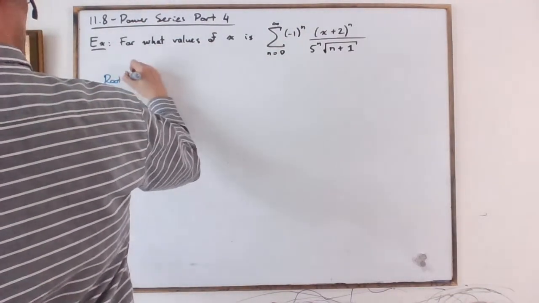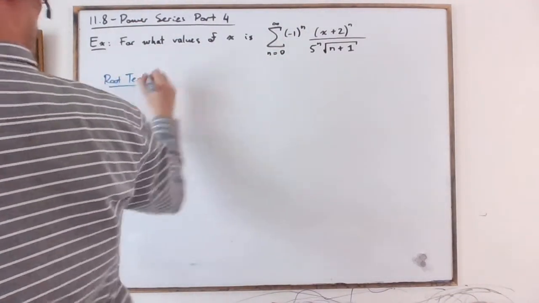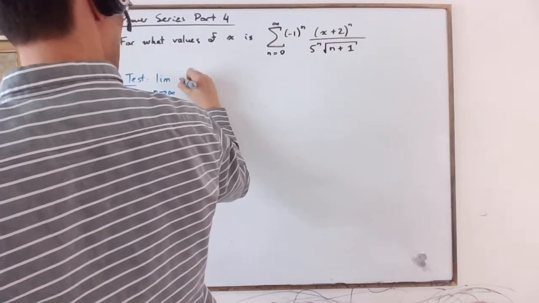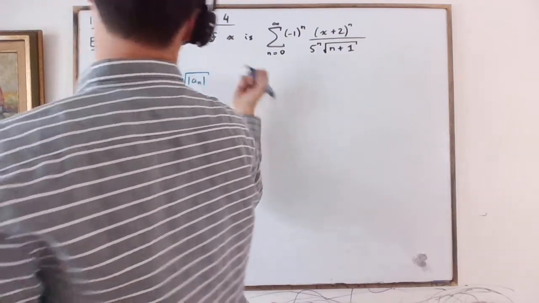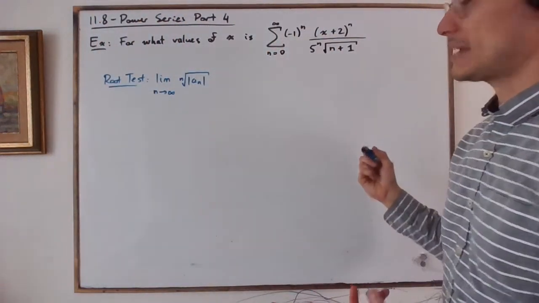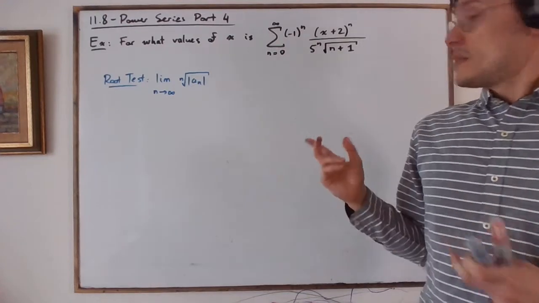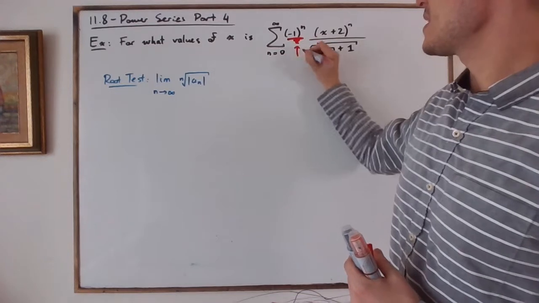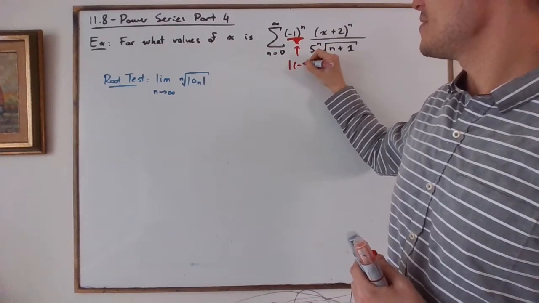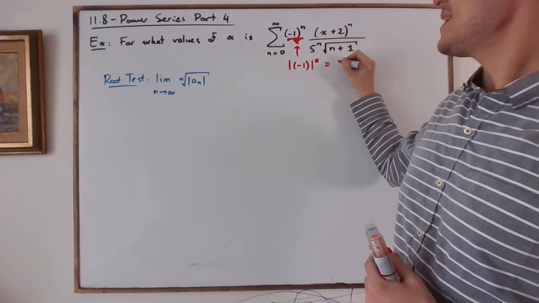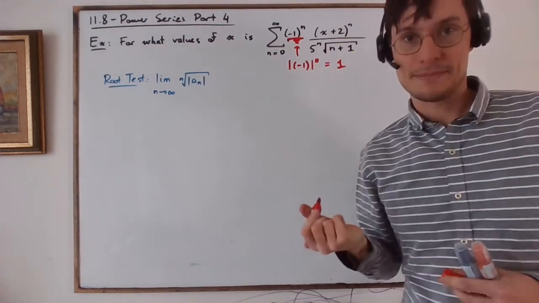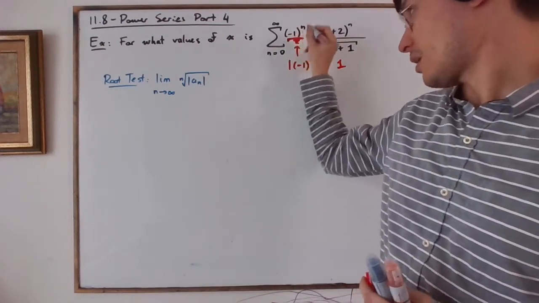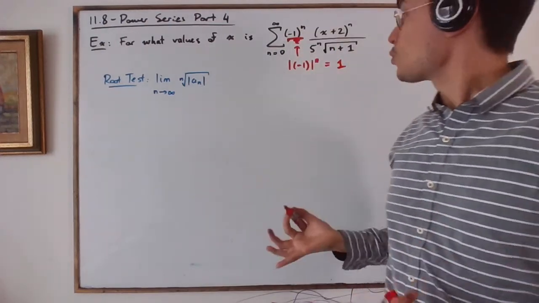So the root test, remember, we're taking the limit as n approaches infinity of the nth root of the absolute value of a_n. Now, this limit will disregard this factor, because the absolute value of (-1)^n is simply equal to 1. So whenever you throw in the absolute value, if the series is alternating, it won't matter.